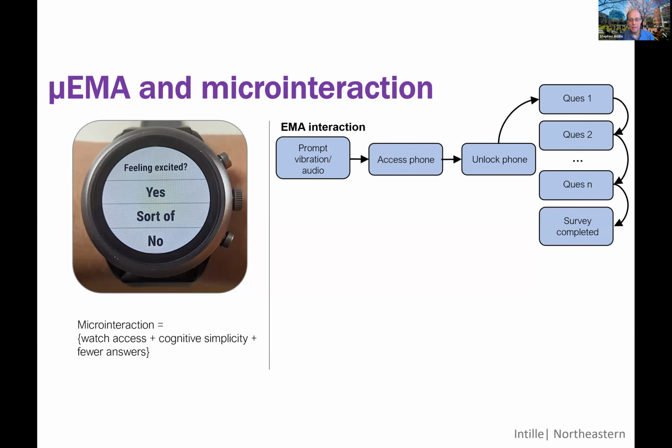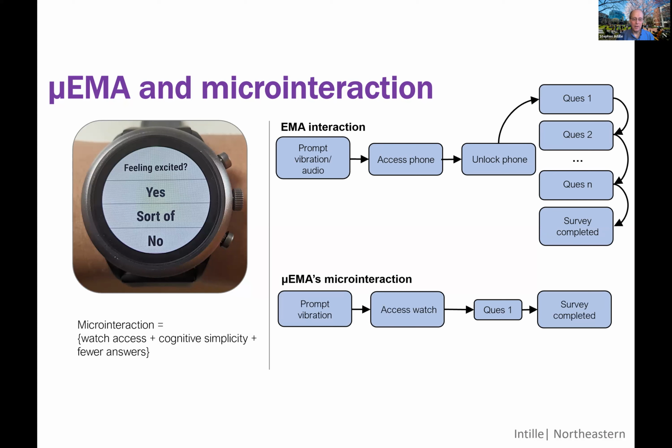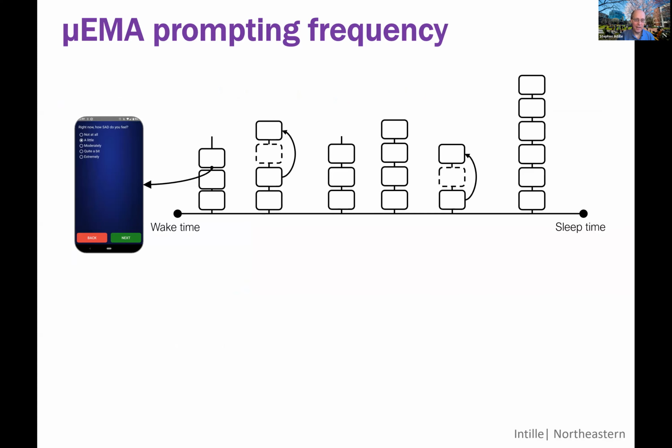So with a typical EMA interaction, you would have a prompt, access your phone, unlock the phone, and then a whole series of questions. In micro EMA, you have a prompt, you access your watch, which is right there, you tap, answer the question, and you're done. So it's sort of a 2-second interaction.